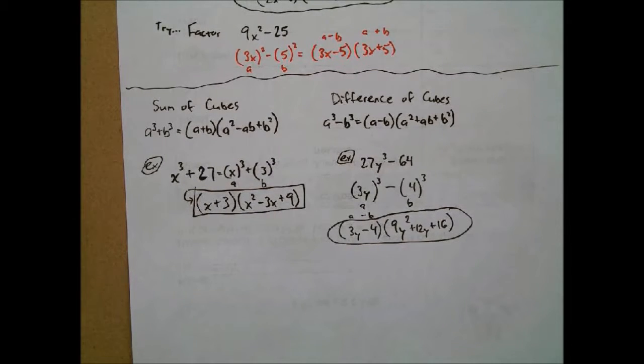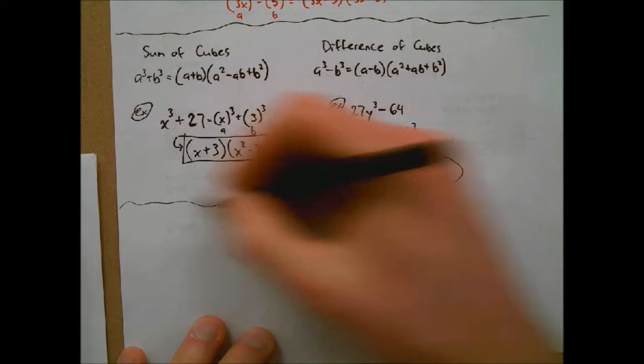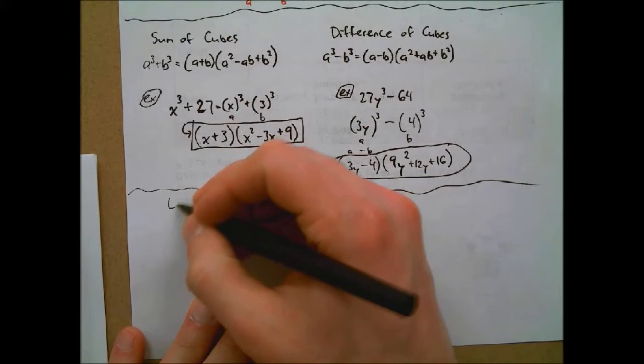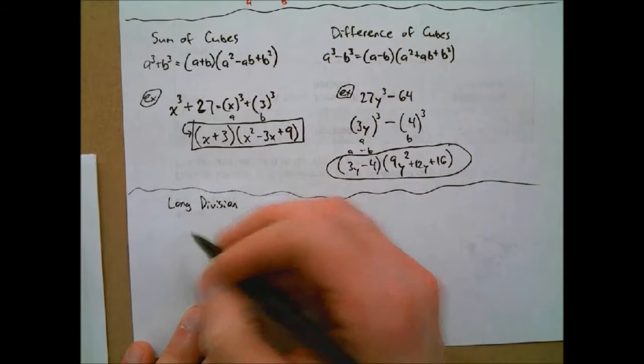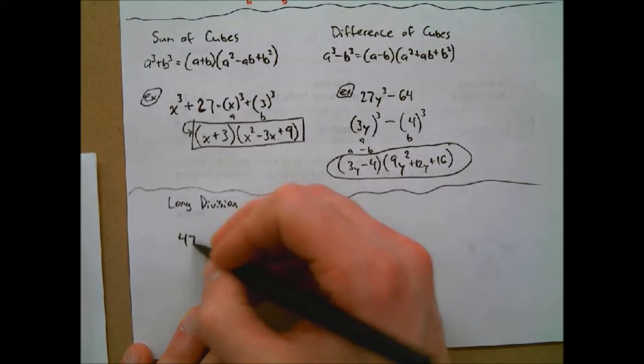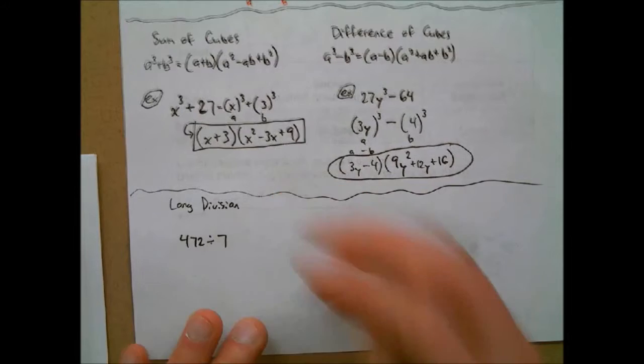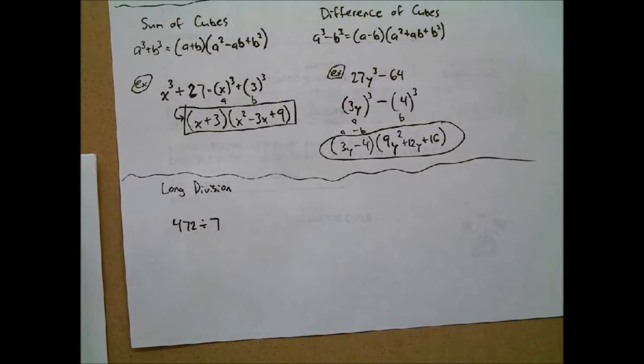All right, and I got one more thing I'm going to show you here, which is long division. And I saved the best for last. Okay, so let me see here. I'll start here and then I'll show you some problems. All right, so you guys remember how to do long division? You know what I'm talking about? If I want to take 472 and divide it by 7 and I don't have a calculator around, how do we do that?